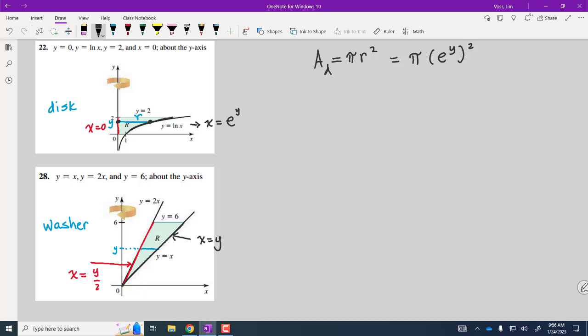And how do we simplify e to the y squared? 2y. Bless you. So e to the 2y, right? So once again, we have power to power. Power to power, you multiply. And volume is then the integral. And we can factor the pi to the front. We're going to integrate e to the 2y, and then we multiply by dy. That's the thickness of this horizontal rectangle that we see right there. That's a rectangle. And limits of integration, they tell us the vertical limits are going from 0 to 2.